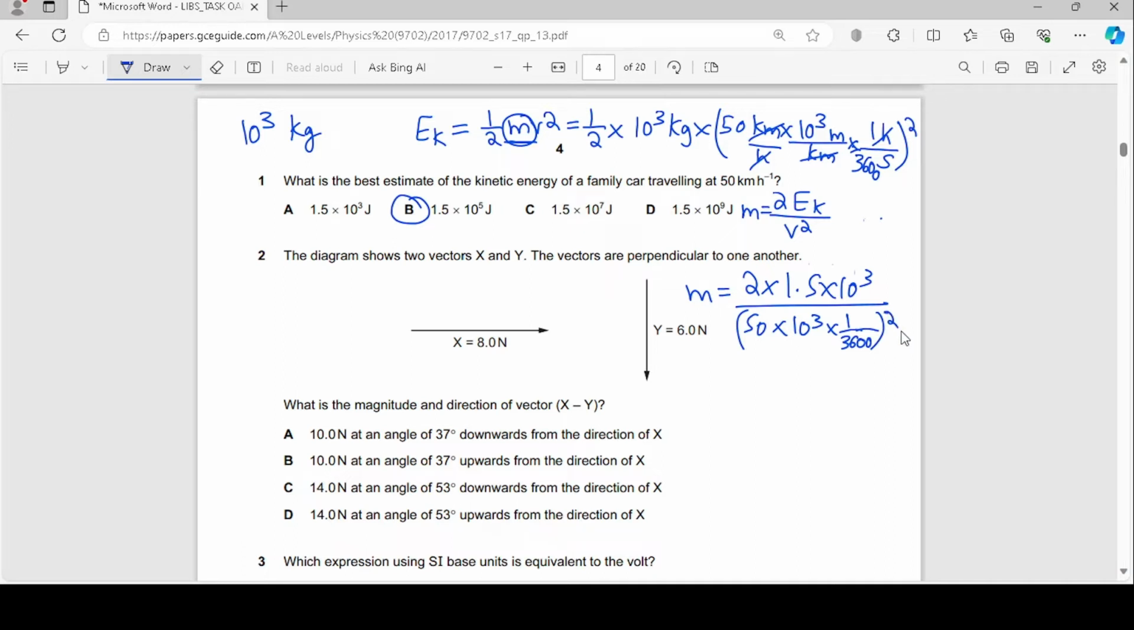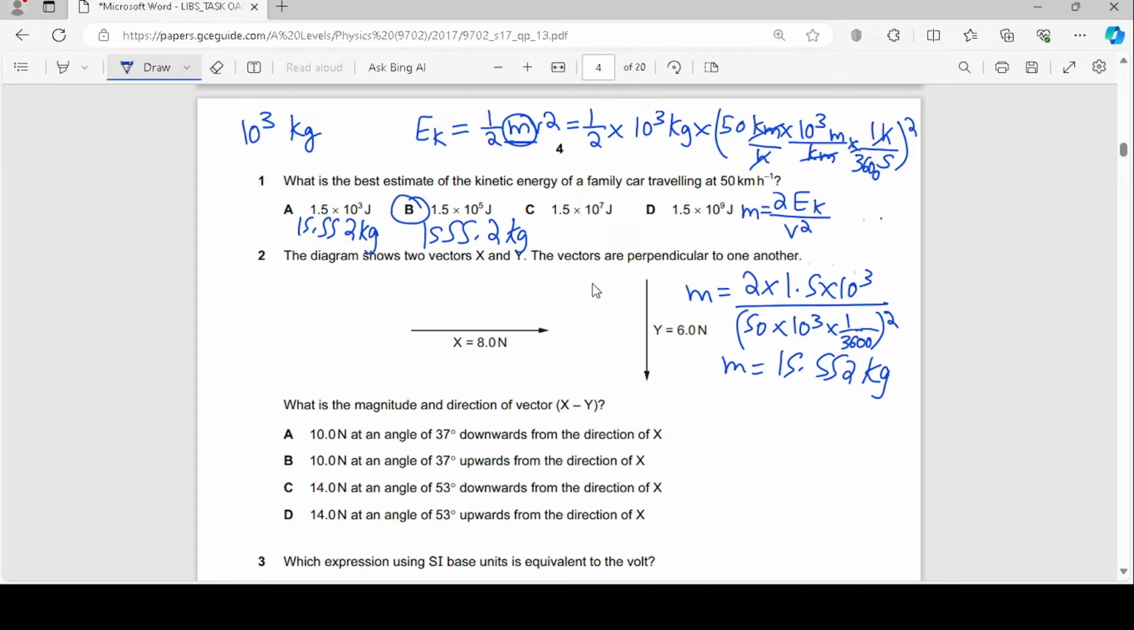So then that gives me the answer as 1 over 3,600 squared, yeah. So that gives me 15.552 kilograms, okay? So for this one, I got 15.552 kilograms. Now if I do the same thing for B, so instead of 1.5 into 10 to the power of 3, I just write 1.5 into 10 to the power of 5, so I get 1555.2 kilograms.